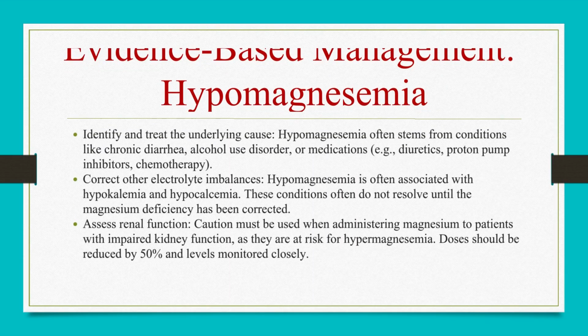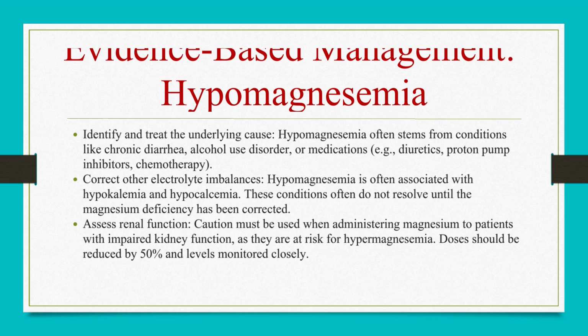Evidence-based management. Hypomagnesemia. Identify and treat the underlying cause. Hypomagnesemia often stems from conditions like chronic diarrhea, alcohol use disorder, or medications like diuretics, proton pump inhibitors, and chemotherapy.